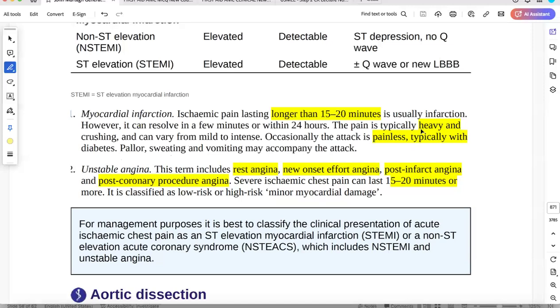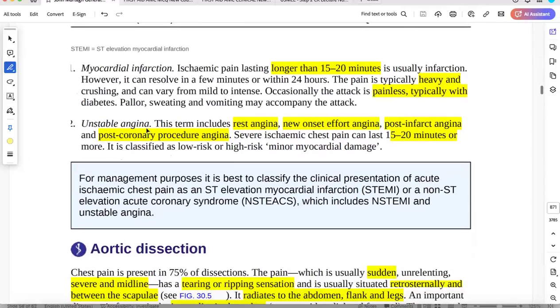Now, can a myocardial infarction patient still have MI but no chest pain? Yes. Painless MI can happen, especially with a diabetic patient. Unstable angina. A patient with unstable angina can still have pain lasting 15 to 20 minutes. But again, we can only differentiate unstable angina, non-ST elevated MI and ST elevated MI based on the ECG findings and the cardiac enzymes.